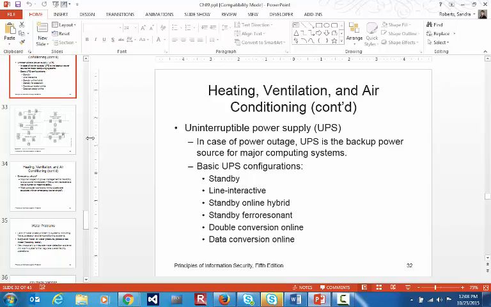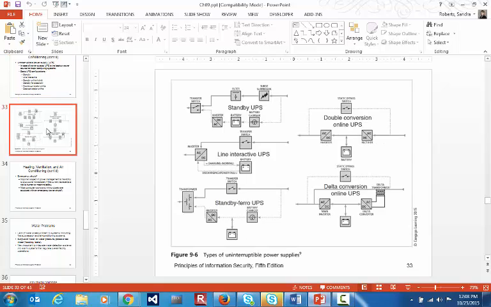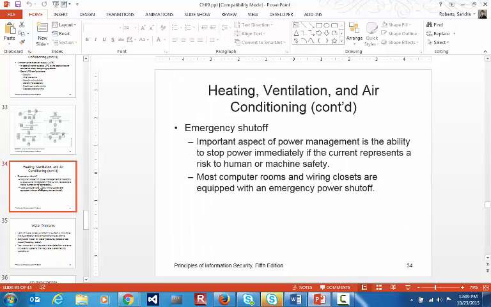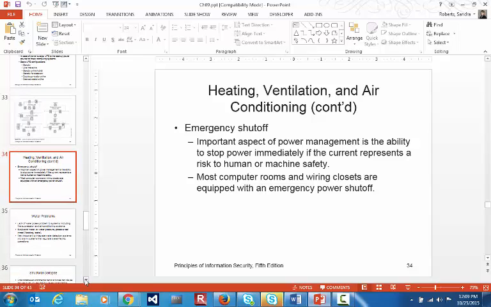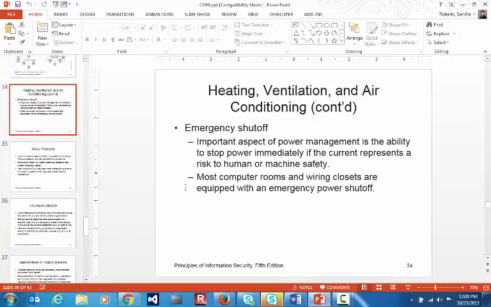So with this chapter, I just thought this was probably the most important thing for us to go over as network administrators or in cybersecurity. Giving you a look at the schematics: standby, line-interactive, double conversion, all of that. Emergency shutoffs, important aspects of power management.